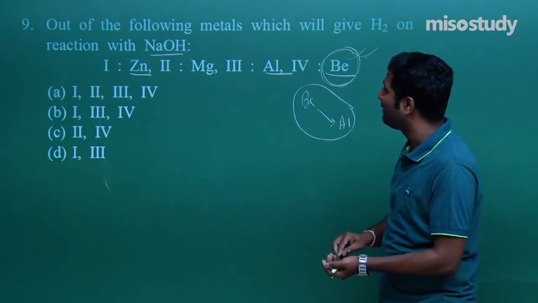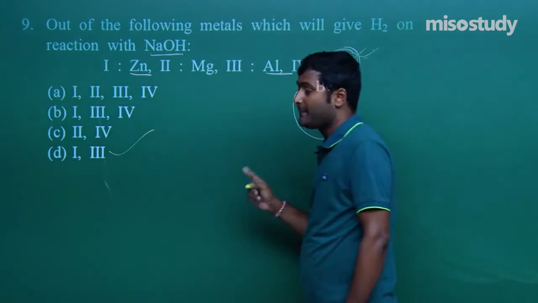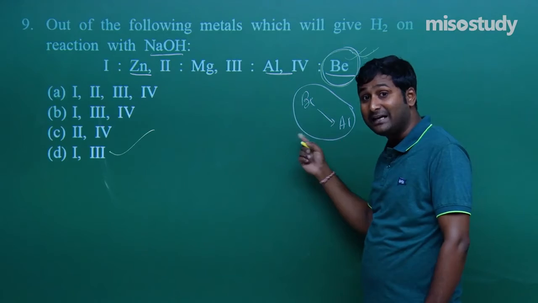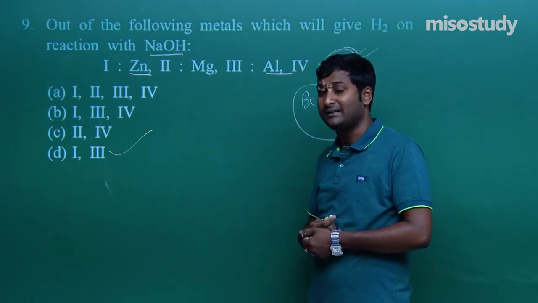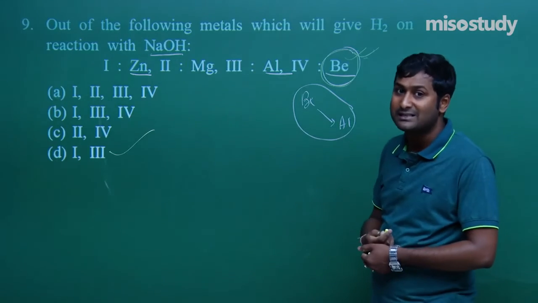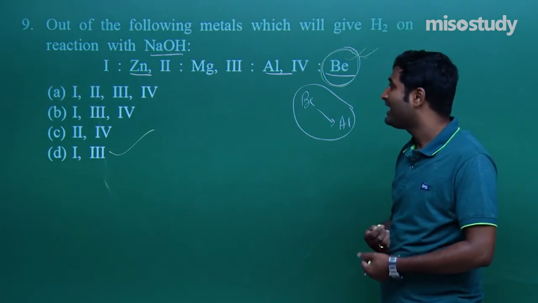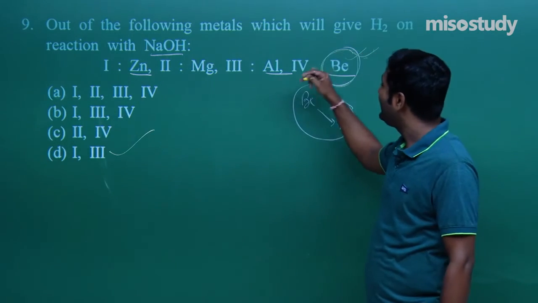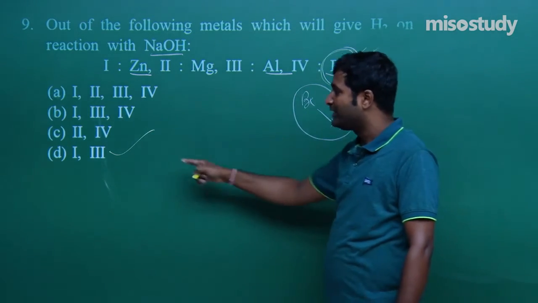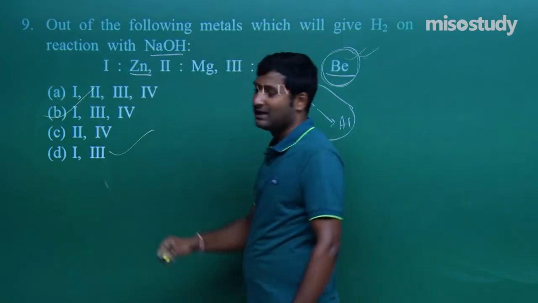So this one is slightly confusing. Sometimes we think that 1 and 3 is the correct option, but look at beryllium here, again I am repeating, beryllium and aluminium are diagonally related to each other. There is a relationship. So beryllium also gives the same reaction as aluminium gives. So in this case we say Zn, Al and Be, that is 1, 3 and 4. So D is not a correct option. Better, this is the correct option.